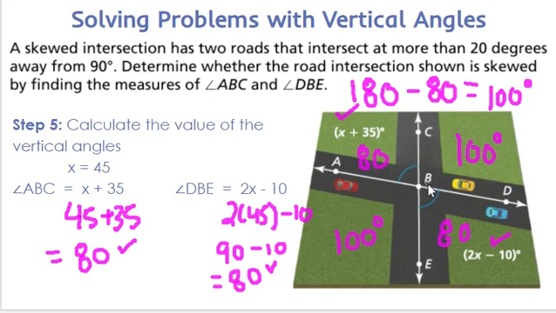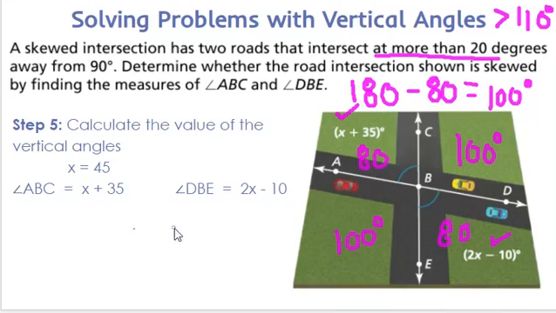Keep in mind, the original part of my problem was to try to find, do I have a skewed intersection? And remember, in order for this to happen, my angles have to be greater than 110 degrees. So in this case, none of my angles are greater than 110 degrees. So I do not have a skewed intersection.